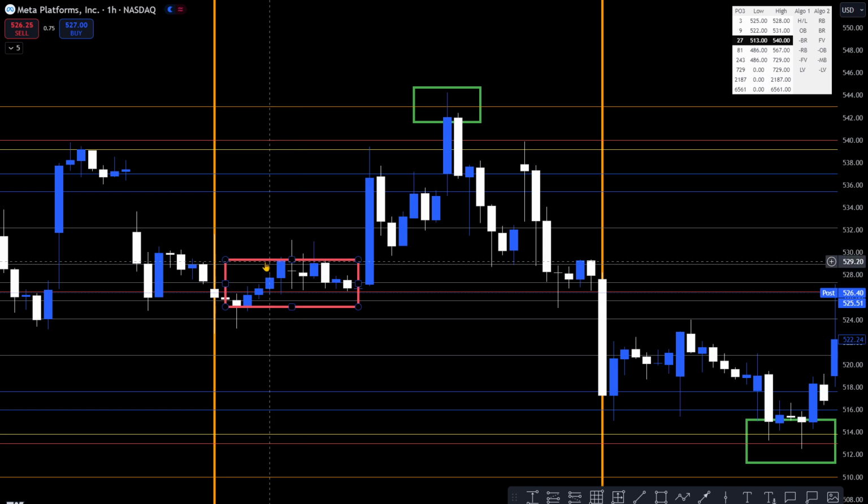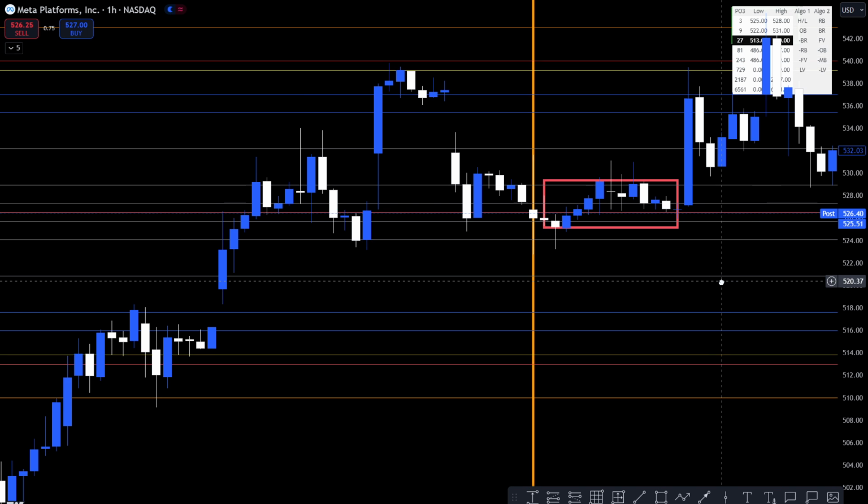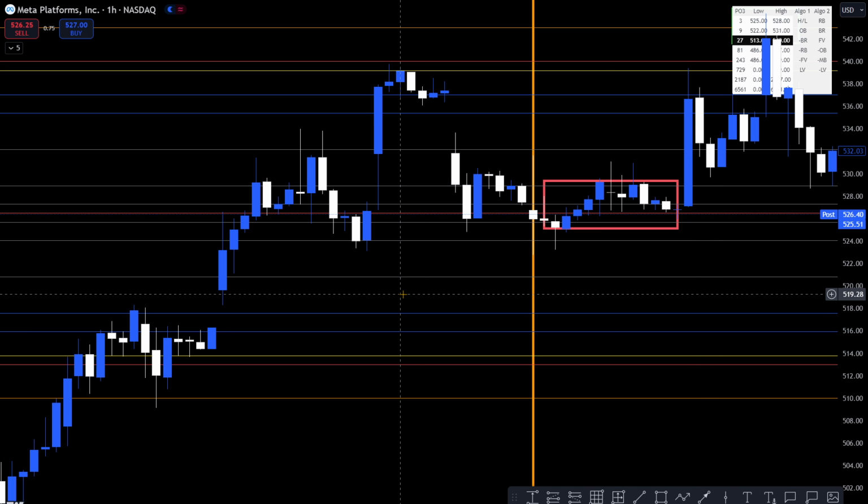So when you're looking at this consolidation and it fails to break lower, what the hell? I need you to understand something.